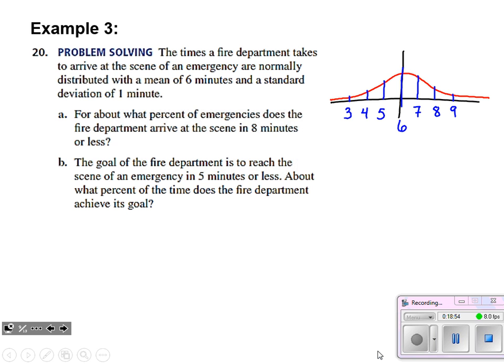Letter A says, for about what percent of emergencies does the fire department arrive at the scene in 8 minutes or less? Okay, so here's 8 minutes or less. Let's take a look at all of our wedges that we've got to add up. We've got 2 of the 13.5s, 2 of the 34s, a 2.35, and one of those little tails, the 0.15.